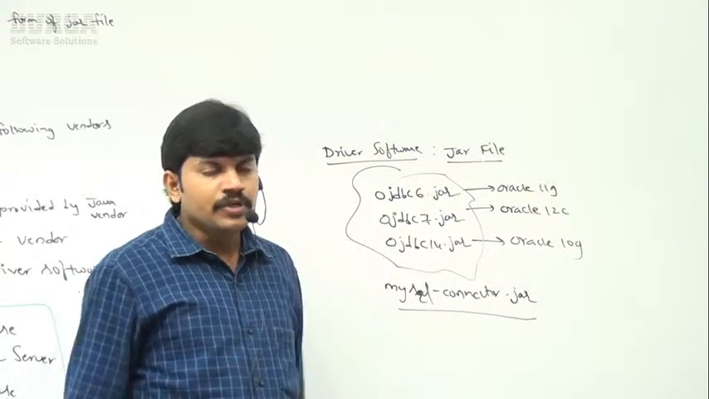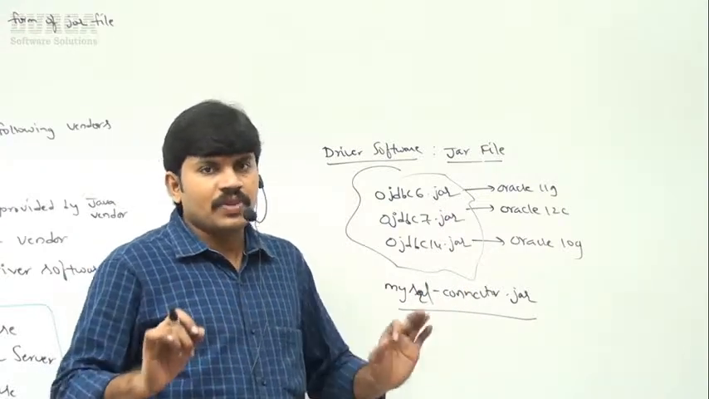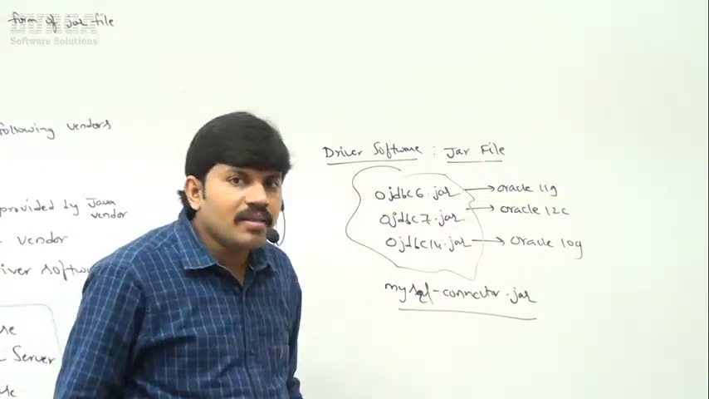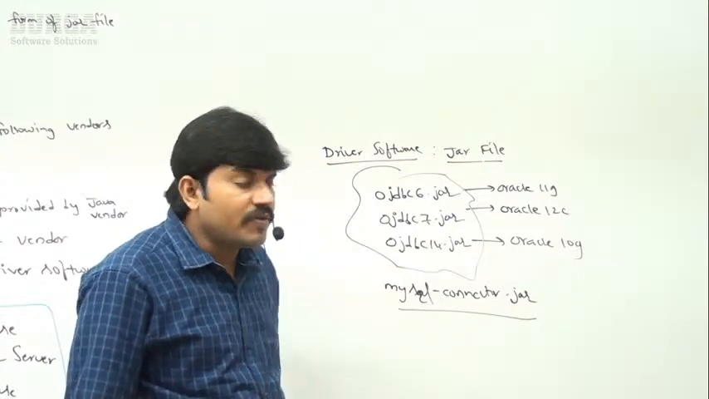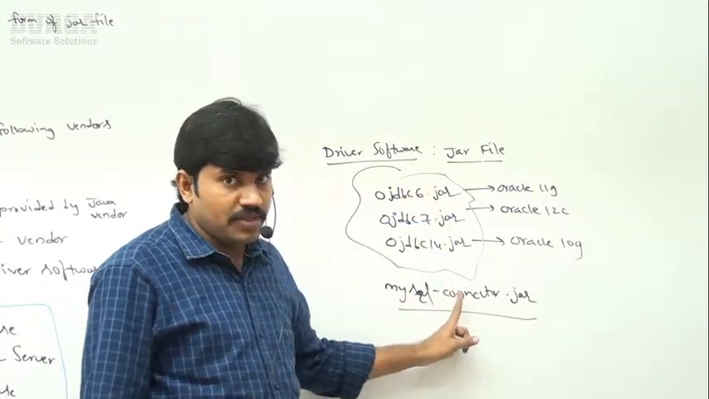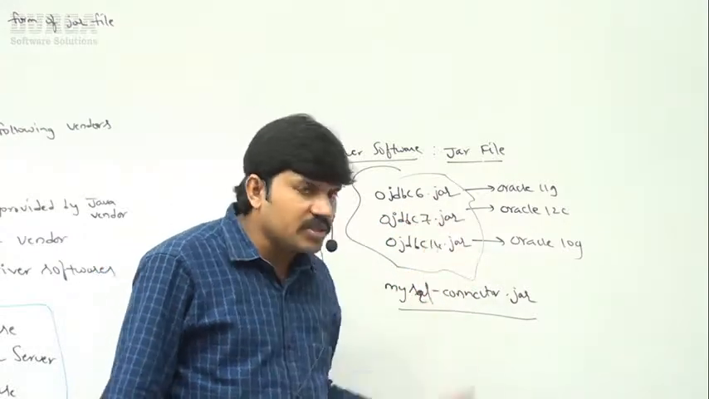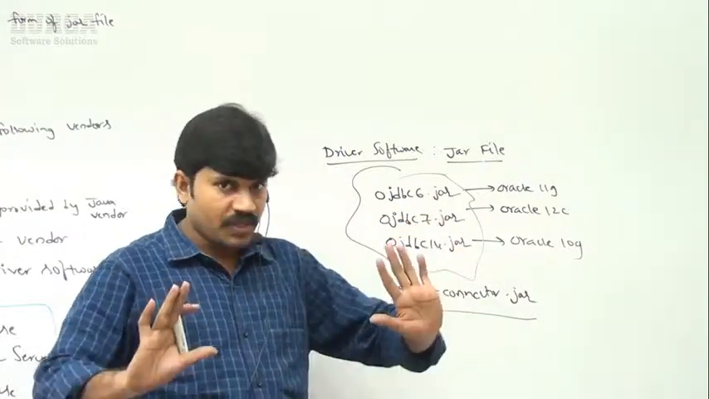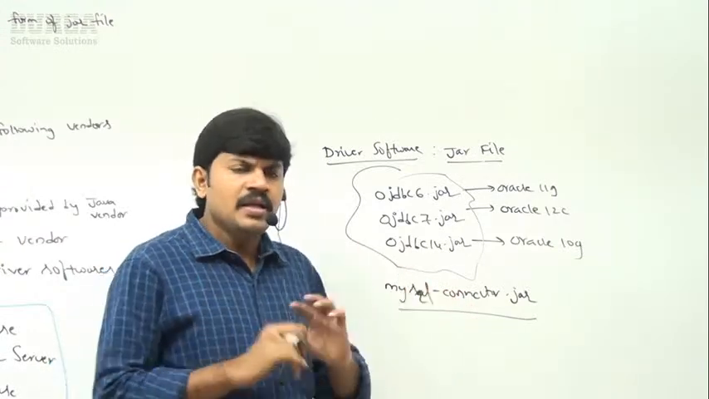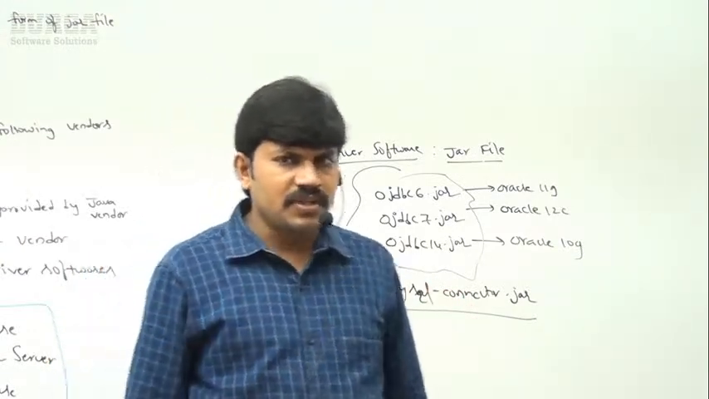Clear for all of it? So in real time, all the driver softwares are available in the form of jar files. Remember this one, sir: OJDBC6.jar or OJDBC7.jar or MySQL connector dot jar file. Clear for all of it, right? Okay, that's all. Next, here one point is there, sir.